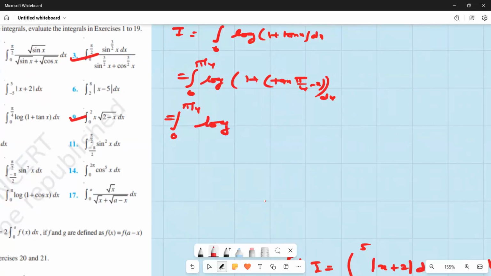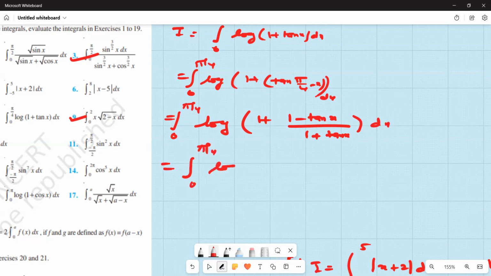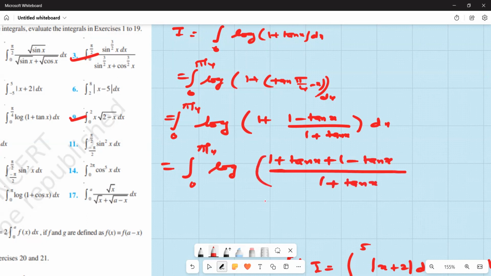Log of 1 plus tan of (pi by 4 minus x) is 1 minus tan x upon 1 plus tan x. Identity of tan a minus b: tan a minus tan b upon 1 plus tan a tan b. Or directly if you know, then very good. So this is the integral from 0 to pi by 4 of log, take the LCM: 1 plus tan x plus 1 minus tan x upon 1 plus tan x. LCM is taken inside the bracket. So tan x is cancelled. So what am I getting? The integral from 0 to pi by 4 of log 2 by 1 plus tan x.